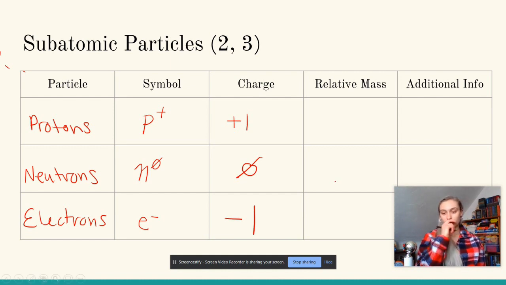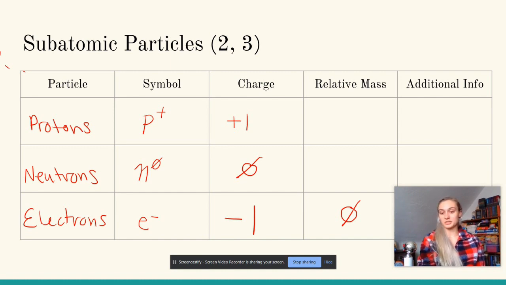Okay? For relative mass, this is when I want you to think about when you did all those tables where you're calculating the mass number. And remember, mass number is protons plus neutrons. Remember, why don't we include electrons? Because electrons weigh basically nothing compared to protons and neutrons. So I'm just going to put 0. I know in the formal notes that we did for these, it was like 1 out of like 5,000.